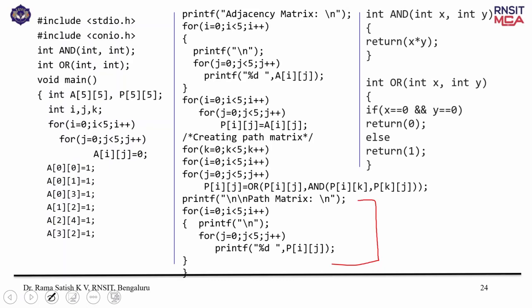But what are we doing in the AND operation? AND operation is nothing but, if 2 values are passed, X and Y, you multiply them and return the result. And the OR operation, what do you do? You just check whether both X and Y are 0, then you return 0. If it is not 0, you return 1. That is the OR operation. If you implement this, the path matrix is ready.